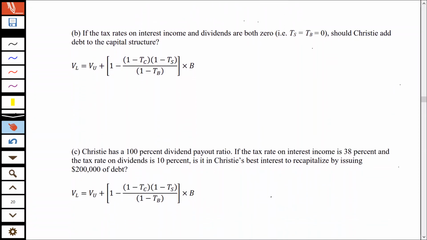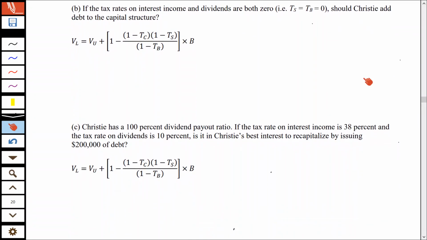And now we move on to part B, where we add a little bit more structure to this problem and see what else is going on. So to begin, part B says if the tax rates on interest income and dividends are both zero, that is to say, TS, the tax on equity, equals TB, the tax on payments to debt, and they are both equal to zero, then should Christie add debt to the capital structure?